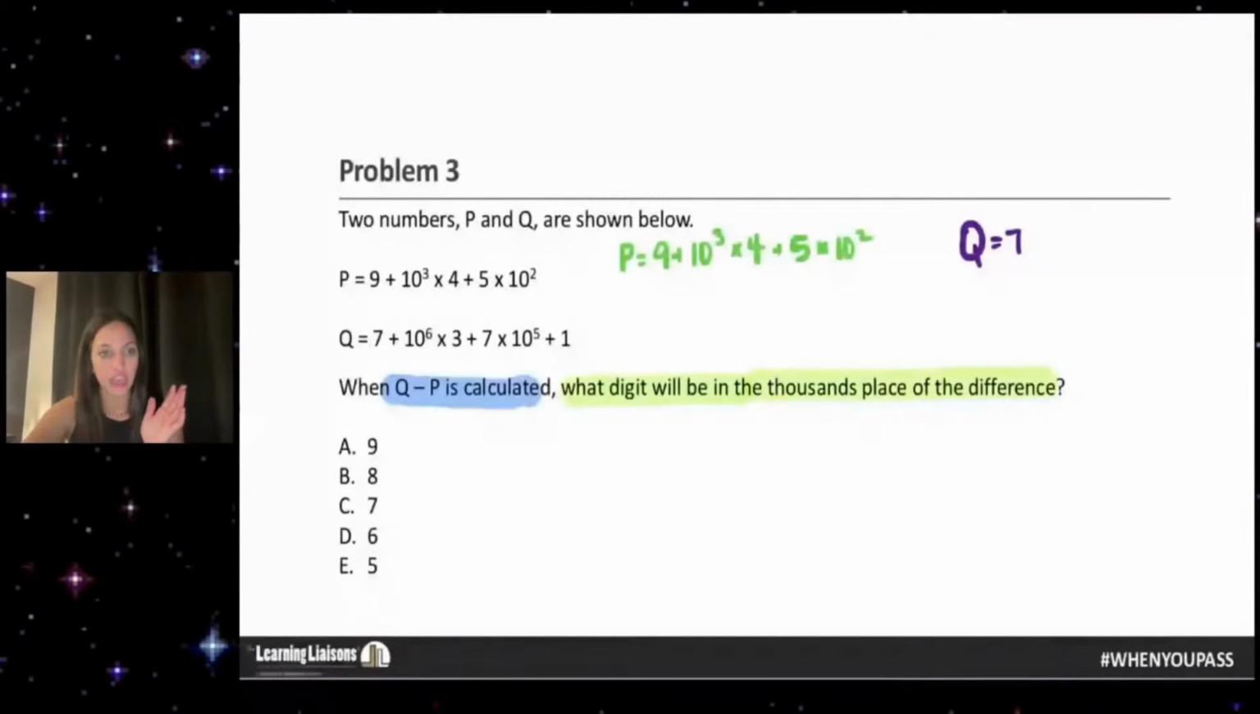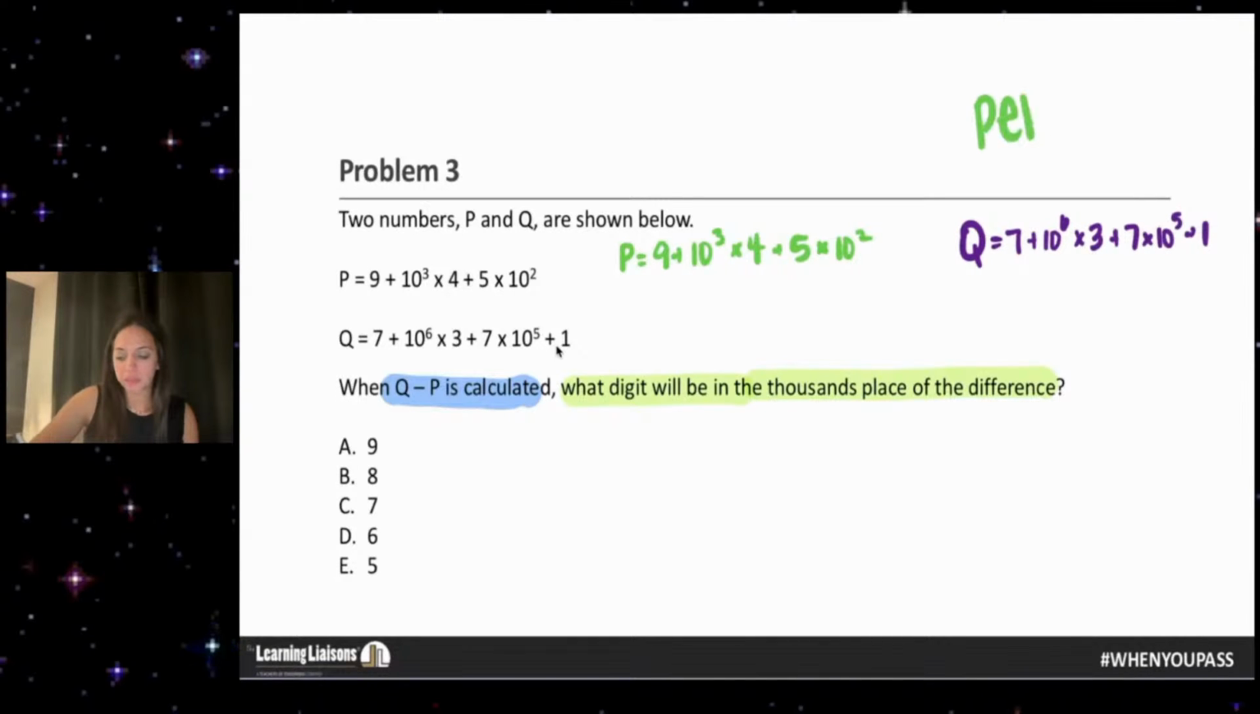So I have to do Q minus P, but I can't do Q minus P until I actually have a value for those. So Q equals 7 plus 10 to the 6th times 3 plus 7 times 10 to the 5th plus 1. Okay, so order of operations, PEMDAS, keeping in mind that addition and subtraction are kind of together and multiplication and division are kind of together.